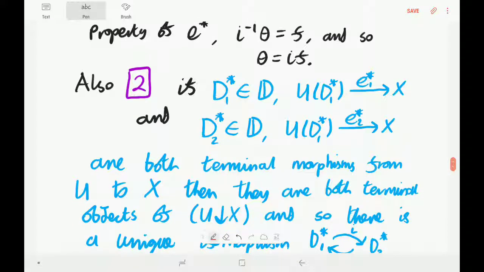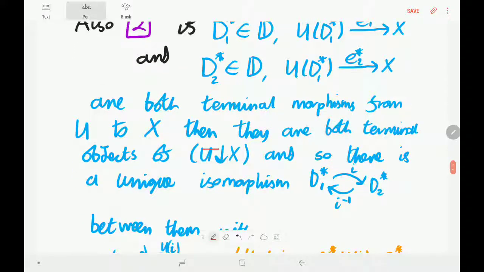The second result that we need is basically an analog of theorem 2.2, and what it basically says is that if we have two terminal morphisms for the same setup, then they're isomorphic in a special way, which kind of works for the arrows. So let's prove that. Suppose that D1 star with E1 star is a terminal morphism from U to X, and so is D2 star with arrow E2 star.